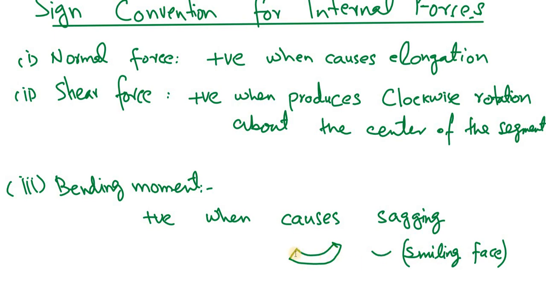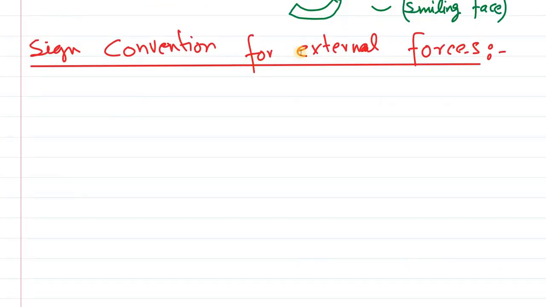This is smiling. Next is the sign convention for external forces. As I discussed, for external forces there isn't any specific sign convention. You adopt a local sign convention every time you are applying an equilibrium condition. So for external forces, in fact, the sign convention is based on the coordinate system.